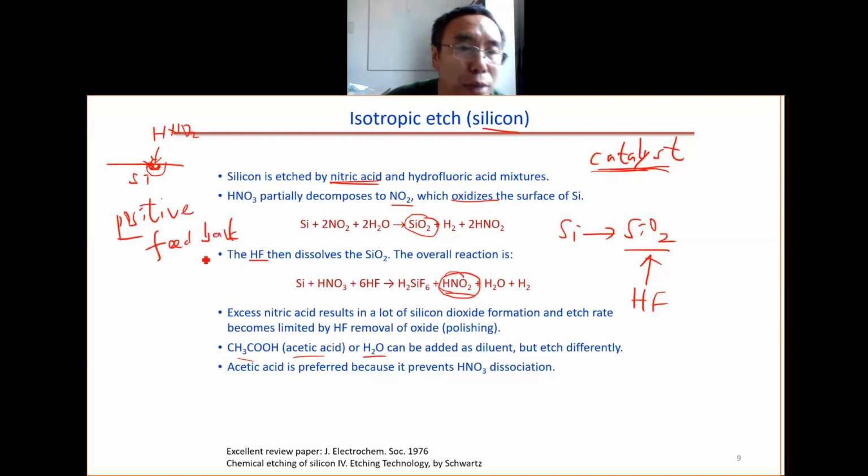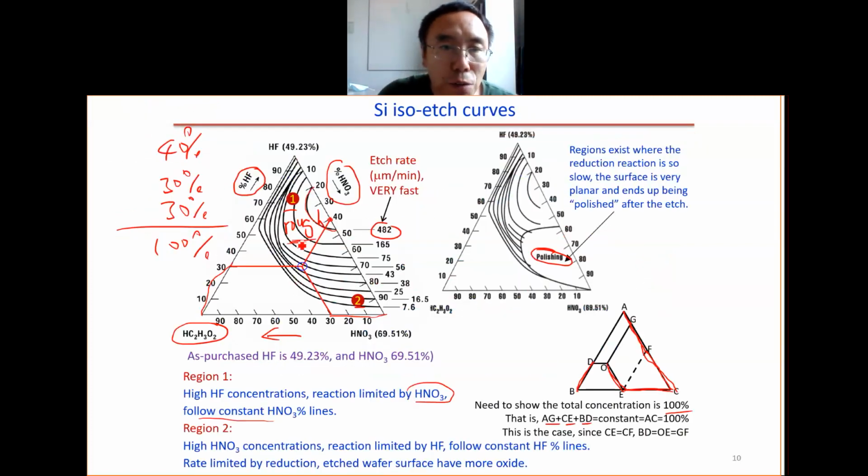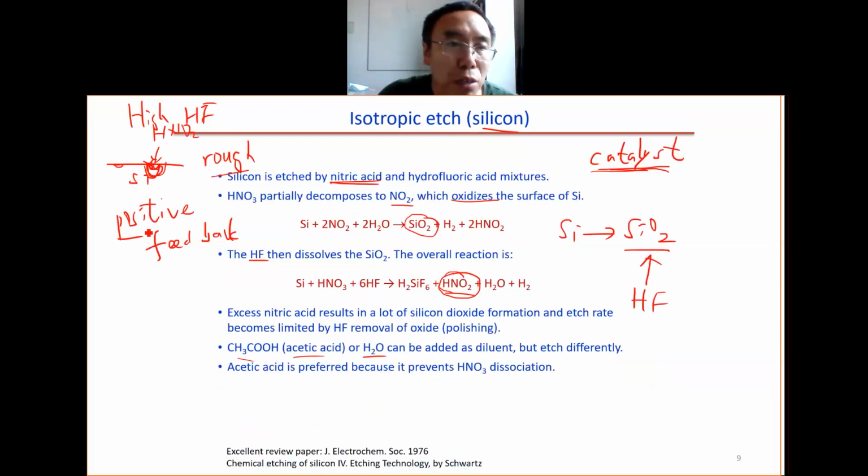So when we have positive feedback, it's not stable. That means this area will etch a lot, this area will etch very little. But in the end, we get a rough surface. So when we have high HF, the HF will be enough to remove all the oxide. Then we get a rough surface, as we said here. So this area will be rough because we have the high HF region. So the reaction is limited by the nitric acid. We have this positive feedback: if the etch starts here, it will generate the catalyst, then it will etch even more.